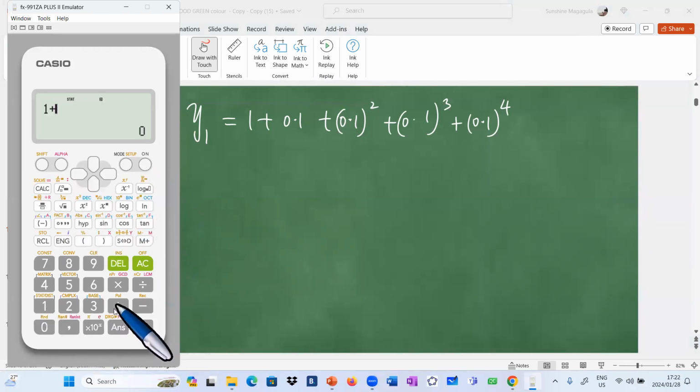So if you look at the fact that there's a 1 plus, then there is a 0.1 plus, then there is a 0.1 squared plus, then there is a 0.1 cubed, and then there is a 0.1 to the fourth power. So now you have exactly this, which is 0.1, then 0.1 squared, then 0.1 cubed, and then the fourth power. So everything is well. So it is 1.1111. Okay, good.